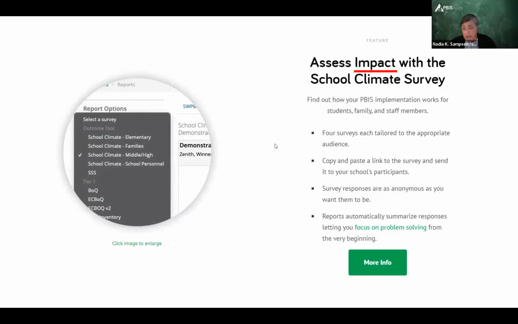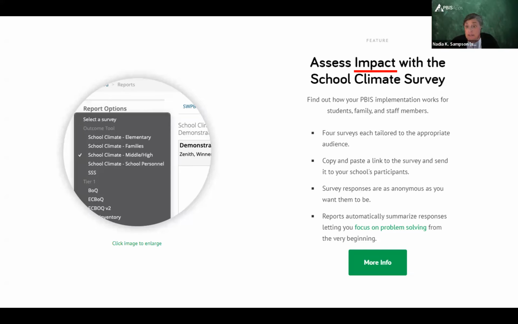Same with the School Climate Survey, another one that's used frequently, sometimes in combination with the TFI, because the TFI is done by the team, whereas with the School Climate Survey you're actually getting stakeholder information. You're hearing from students, staff, I don't remember if it's families, but you're hearing from folks in your community. You're getting their perspective. Doing this in combination with the TFI, now you're getting the perspective of the team that's actually working to implement, in combination with what stakeholders are perceiving.